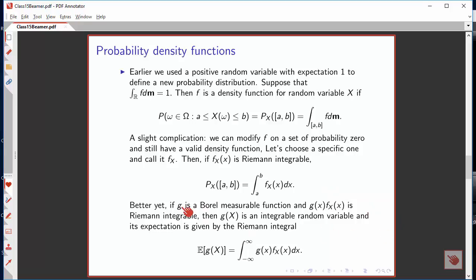If we have another Borel measurable function g, and we can multiply f sub x, our density function, by g, and still end up with a product function that's Riemann integrable, then g of x is a new integrable random variable, and its expectation is calculated as follows. You multiply g by the density function, integrate over all of x. This is another example of the so-called law of the unconscious statistician, and most folks will say, this is obvious.